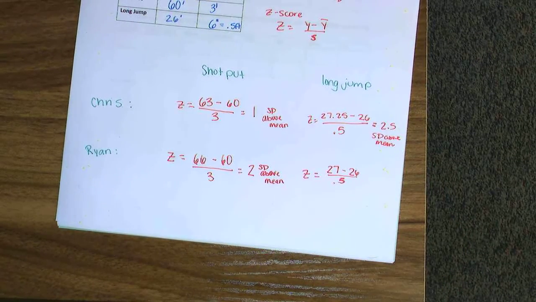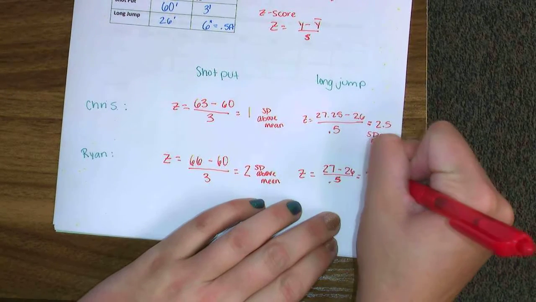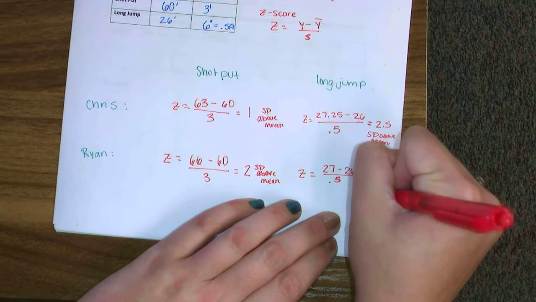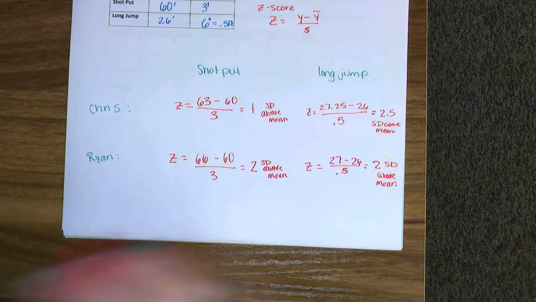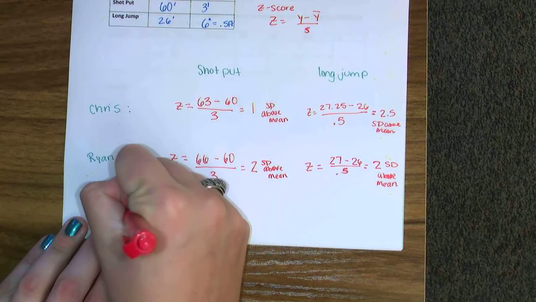(27 minus 26 over 0.5). And that gives me what? 2 standard deviations above the mean. So who's the better athlete? Why? Yeah, so he's pretty consistently 2 standard deviations above the mean, whereas Chris is better in the long jump than Ryan, but Ryan is just better overall, an overall athlete, which is what it was asking. So we would say Ryan is the better athlete.